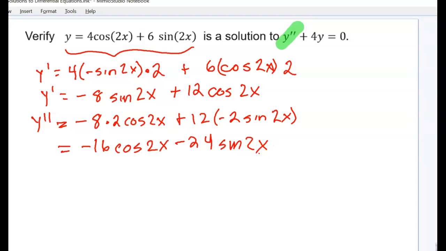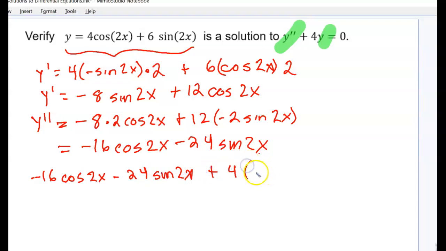Now, all we're going to do is substitute y double prime in for here and y in for here and see if it makes the differential equation equal 0. So negative 16 cos 2x minus 24 sine 2x plus 4 times 4 cos 2x plus 6 sine 2x, does this equal 0?